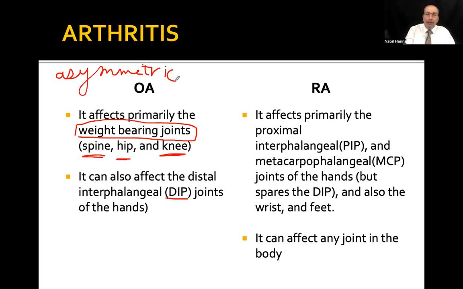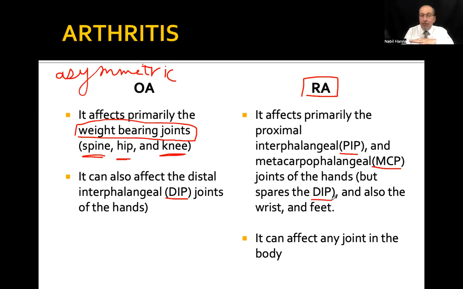On the other hand, rheumatoid arthritis, again, can involve any joint in the body. But when it involves the hand, it prefers to involve the metacarpophalangeal joint, this one, and the proximal interphalangeal joint, the proximal finger joint, PIP and MCP. And it usually spares the distal interphalangeal joint.